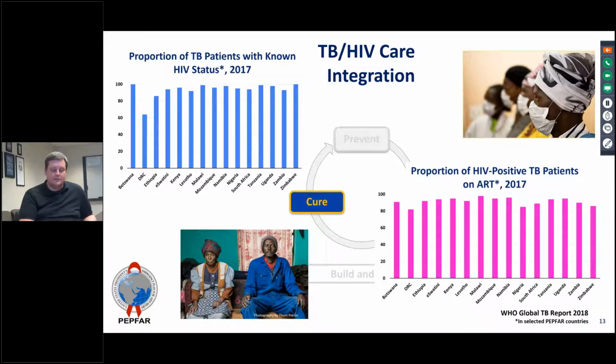Eight of these countries, Eswatini, formerly Swaziland, Kenya, Malawi, Mozambique, Namibia, Papua New Guinea, Uganda, and Tanzania, maintained coverage of at least 90% in both 2016 and 2017. Treatment of HIV infection with appropriate antiretroviral therapy reduces morbidity and mortality rates among people living with HIV.